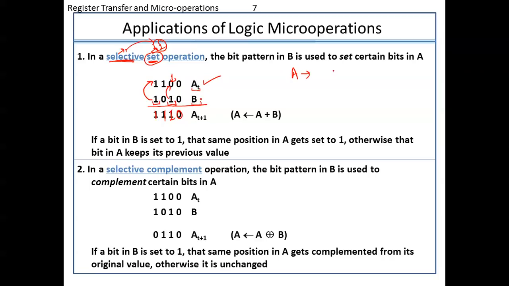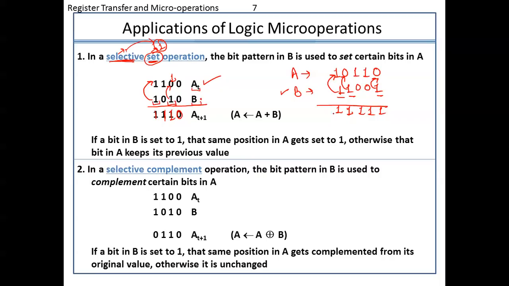Let's suppose the value of the A register is 10110, and the value in the B register is 11001. So what is selective set? I have to look at the bit values in B where I am getting the value equal to 1. The corresponding bit position in A, I need to set it equal to 1. So if it is already set, I need not change it. If it is not set to 1, I need to set it equal to 1, like this.